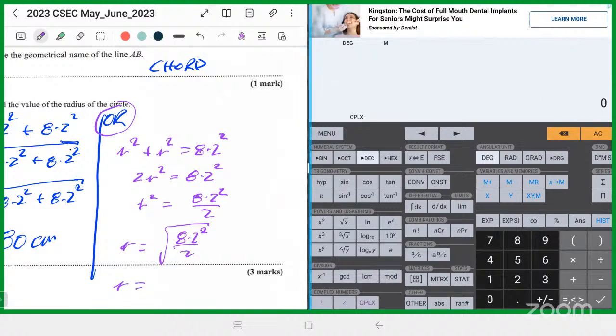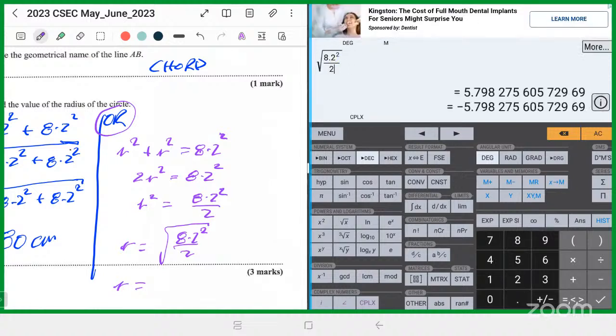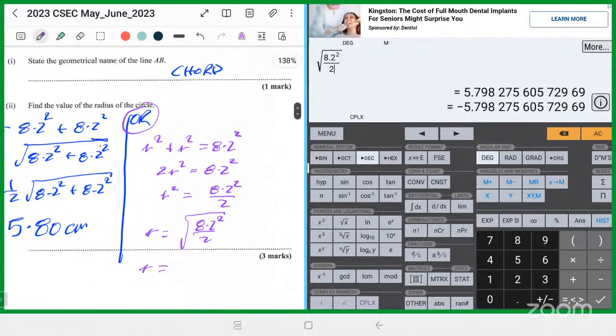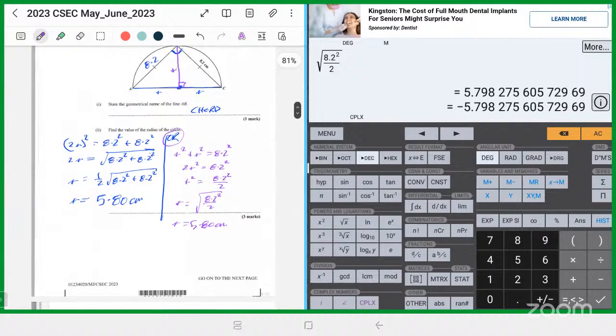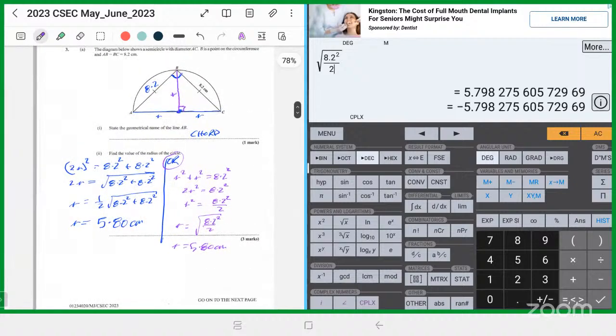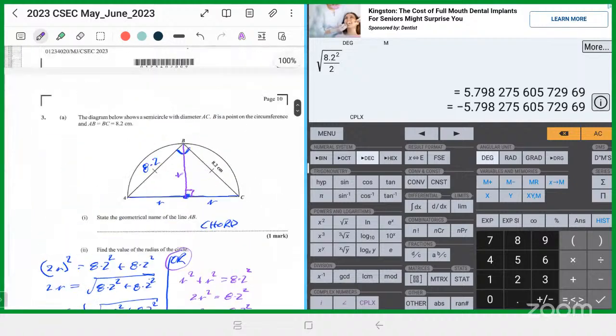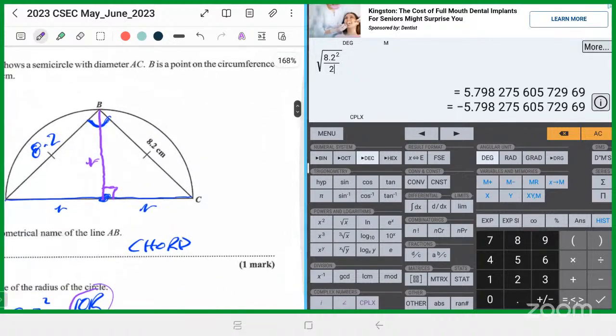So I'm going to say it's the square root of the fraction 8.2 squared over 2. See, same answer, 5.798, same answer, 5.80 centimeters. And let's do it one other way, because more maths equals better maths. So let me make this smaller and do it another way right beside it here.